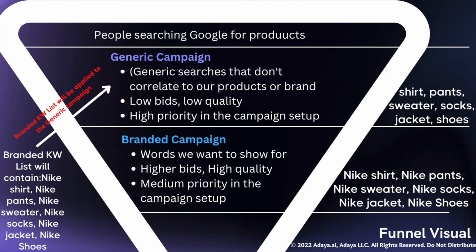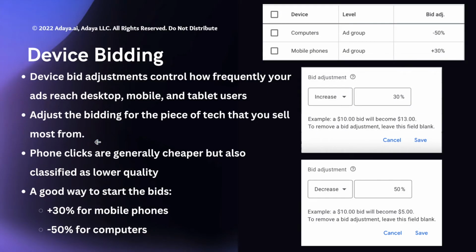And if you look on the left-hand side here, it says the branded keyword list will be applied only to the generic campaign, right? The branded keyword list will contain all of the words that we want to show up for. And it could be a little bit counterintuitive, like why would the branded keyword list be applied to the generic campaign? Why wouldn't it be applied to the branded campaign? Well, I'll explain that momentarily.